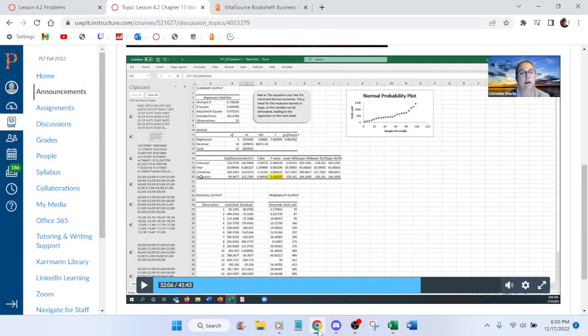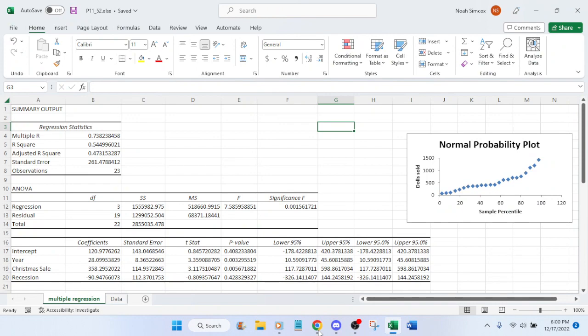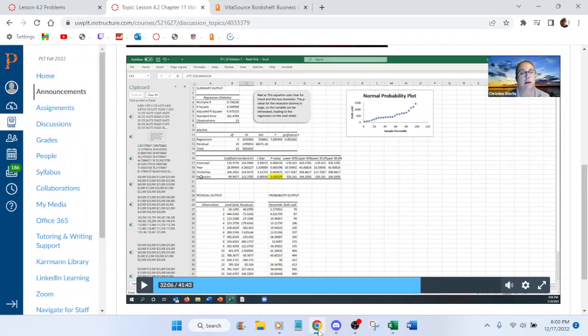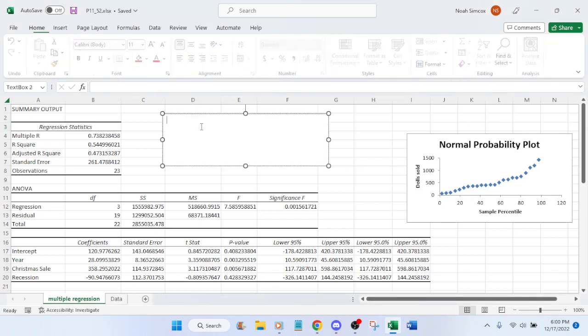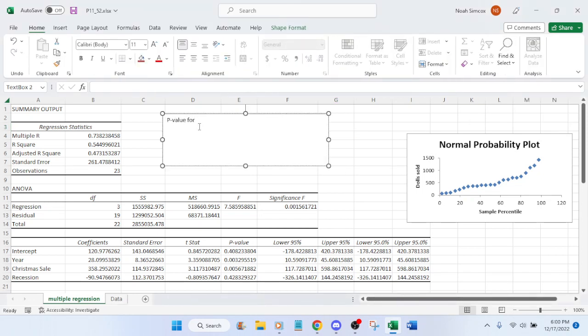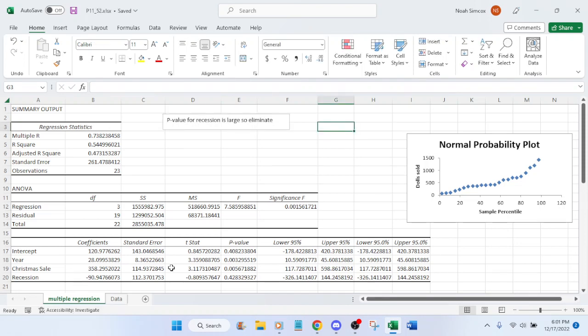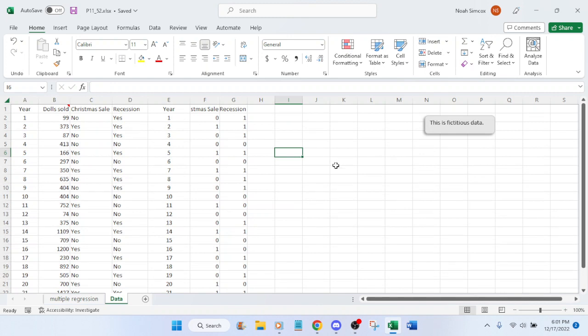The p-value for the recession dummy is large, so this variable can be eliminated. So we eliminate the recession variable because its p-value is large. Now we will eliminate recession and just do year and Christmas sale.